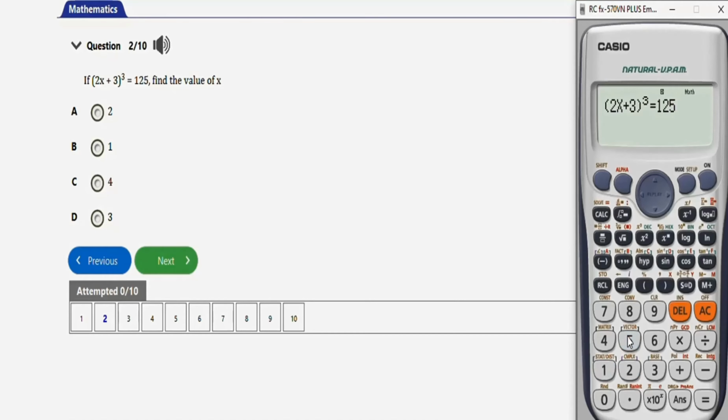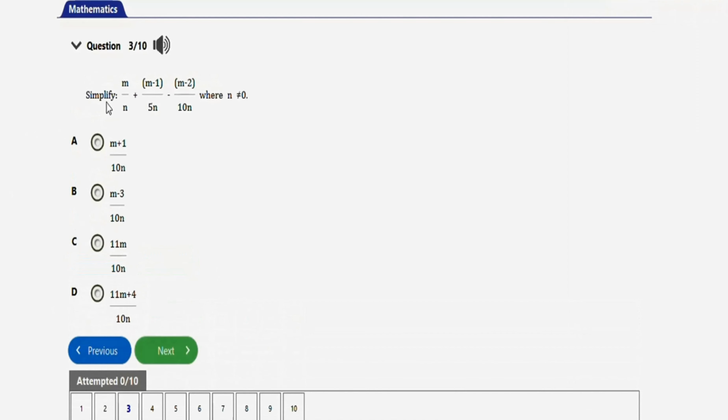Okay, so this is what you have to do to solve this. Press shift and this calc button, assign x to be 0, very important. Now press equal to solve it. So x equals 1, option B. So that's it for this question. Let's solve question 3. So question 3 says simplify this algebraic fraction where n is not equal to 0.